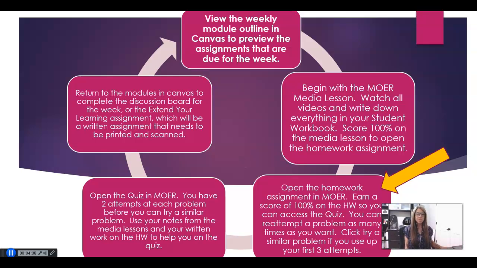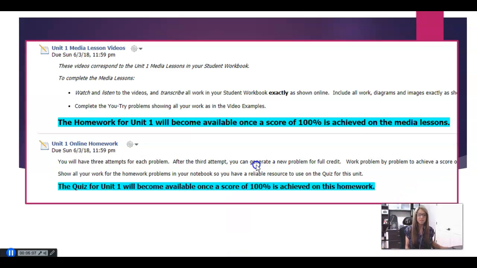When you open the homework assignment in MyMathLab, you want to work on it until you get 100%. You can reattempt a problem as many times as you want. If you get a problem wrong, you have the opportunity to correct your answer. If you're stuck on a particular problem, you can regenerate a new problem and continue to try it as many times as you need. That means every student can always get 100% on every assignment. As long as you are trying the problems, you can always get 100%. Once you get 100% on the online homework, then you can access the quiz.